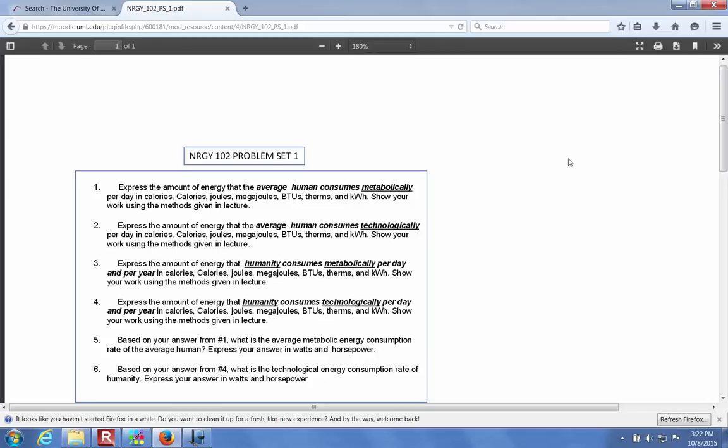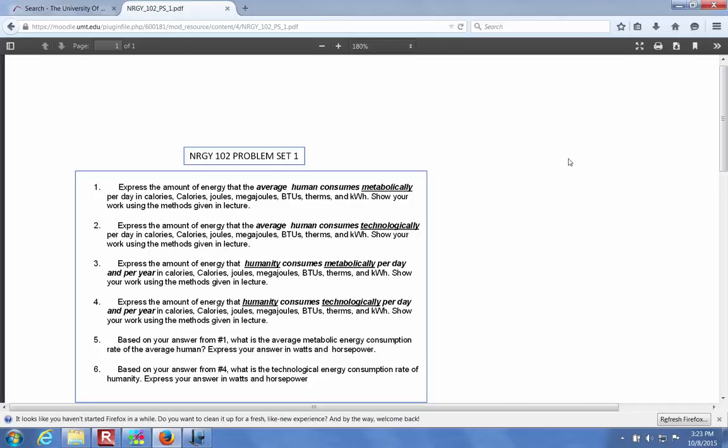The third problem asks for the amount of energy that humanity consumes metabolically per day and per year. So there's another row in your table that humanity consumes metabolically. In the first problem we looked at what the average human does. Here we're looking at what all humanity does per day and per year. Fourth problem, amount of energy humanity consumes technologically per day and per year. Okay? So we're dealing with different time frames.